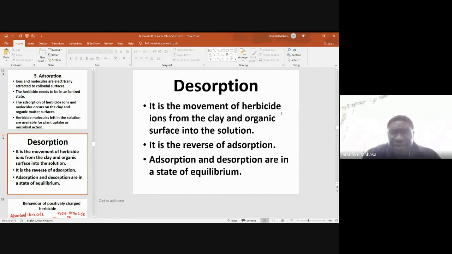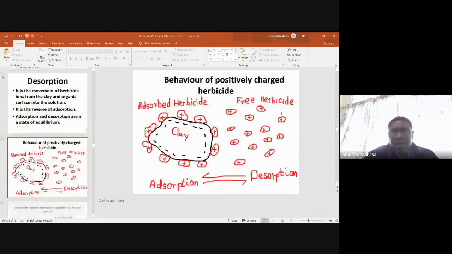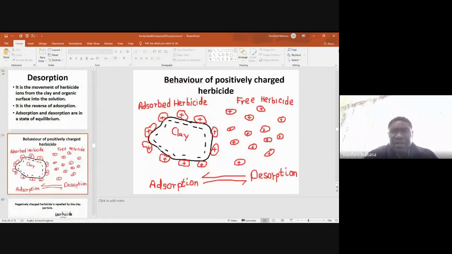So desorption is the reverse of adsorption. Adsorption and desorption are in a state of equilibrium. This is the clay particle. We want to look at the behavior of herbicides.